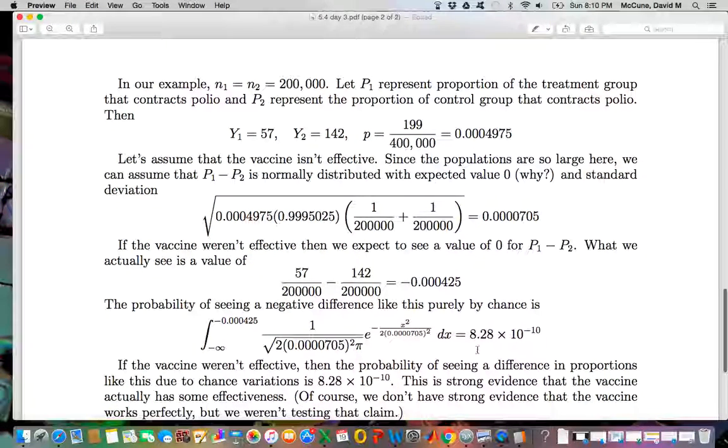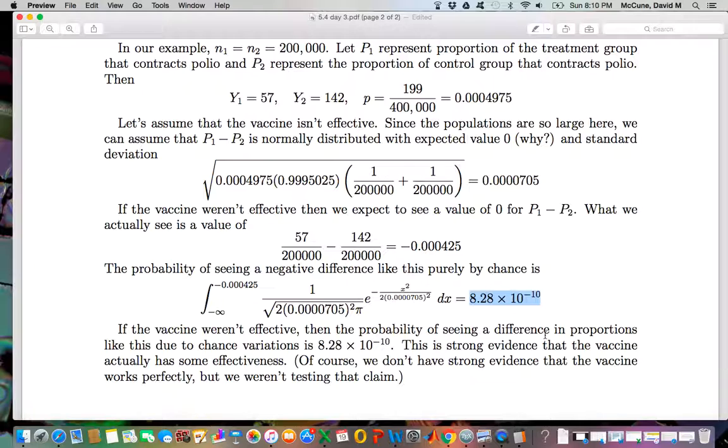And what you get is something really tiny. Okay, it's on the order of 10 to the negative 10th. So if the vaccine weren't effective, the probability of seeing a difference in proportions like this, simply due to chance variations, is really small. Okay, it's way less than 1%. So we have strong evidence that the vaccine actually has some effectiveness.